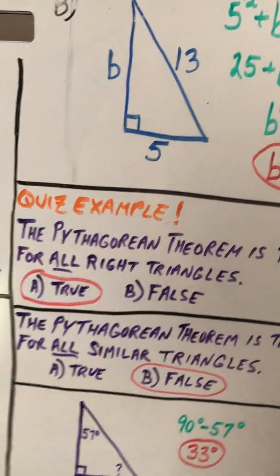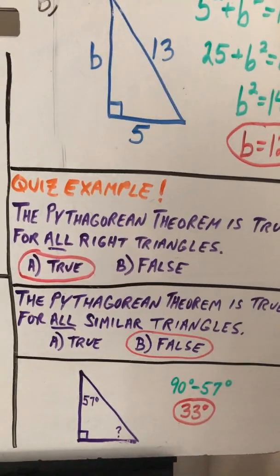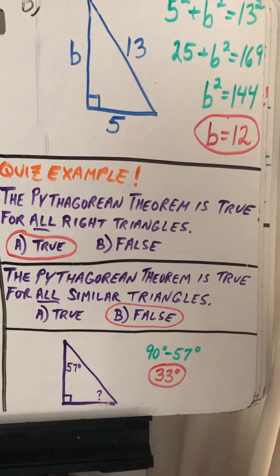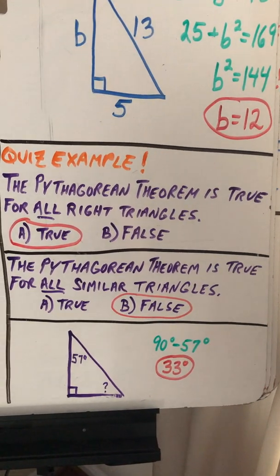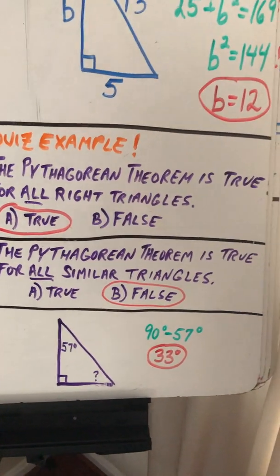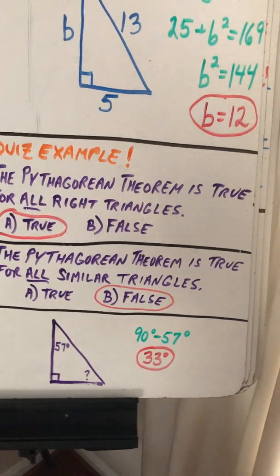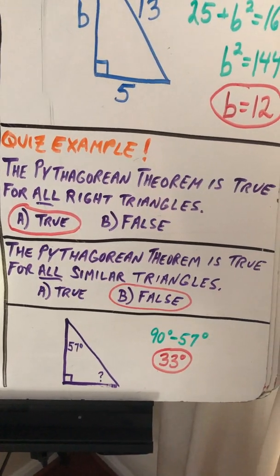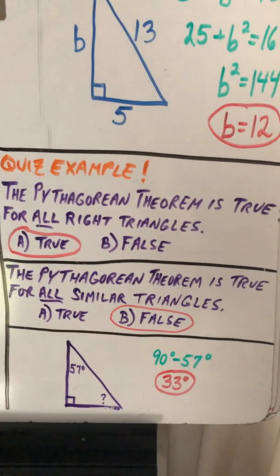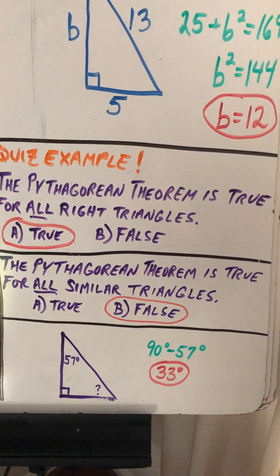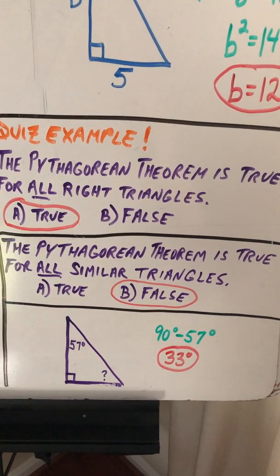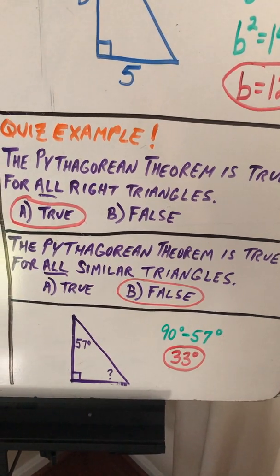So here is a quiz example that you will see on your quiz. The Pythagorean theorem is true for all right triangles. Is that true or false? That is true. A squared plus b squared equals c squared, as long as it's a right triangle. The other one says the Pythagorean theorem is true for all similar triangles. No, no, no, that is false. It's only for right triangles.